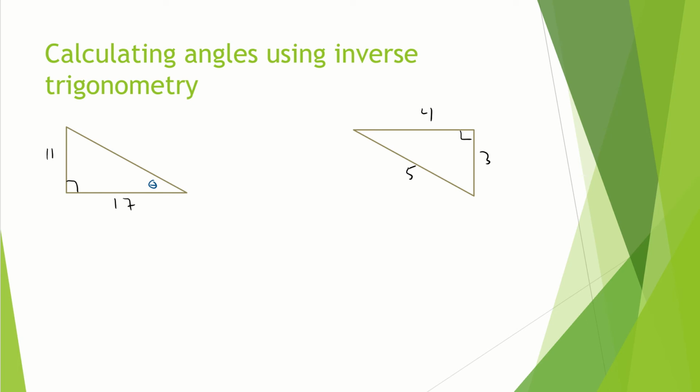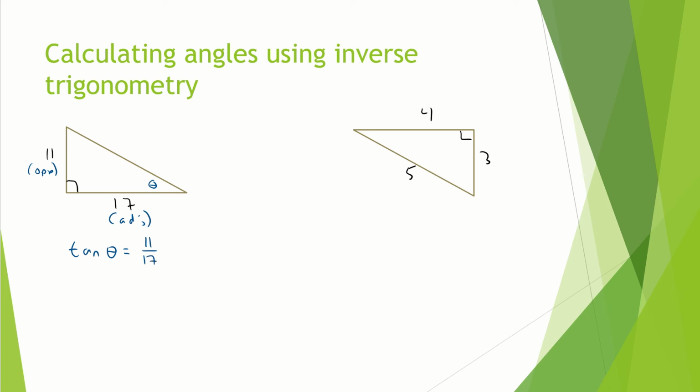With respect to this angle theta, 11 is the opposite side because it's across from that angle, and 17 is the adjacent side. So which trig function deals with opposite and adjacent? That's going to be tangent. So I'm going to write down that the tangent of the angle is the opposite over the adjacent, and that's 11 over 17.